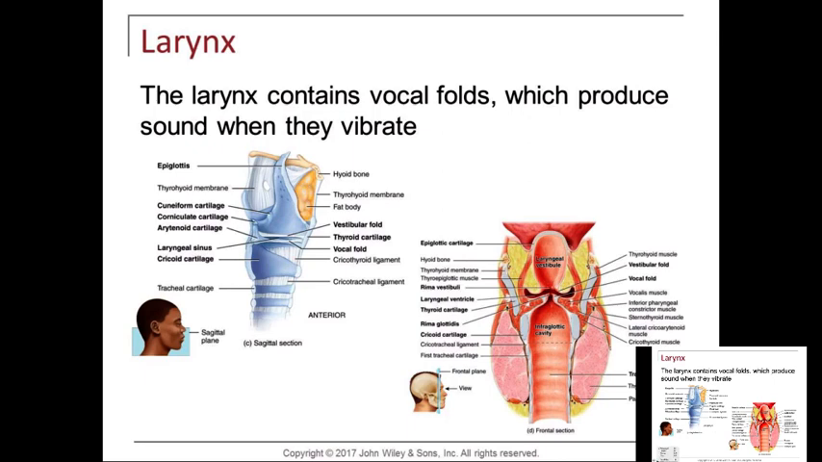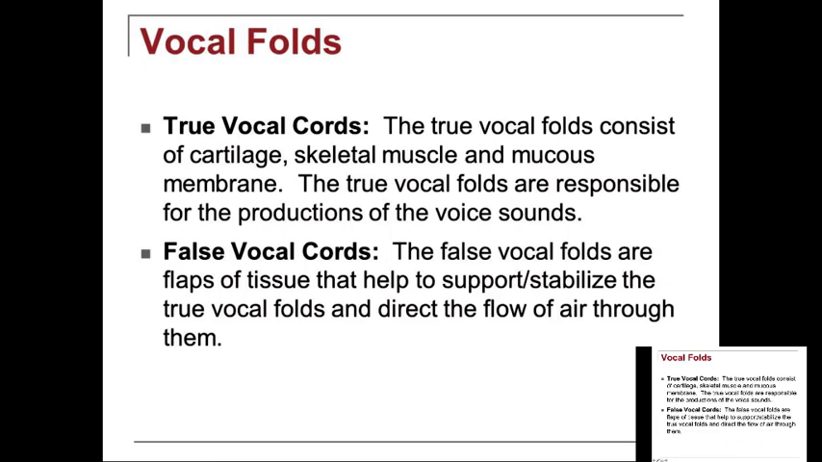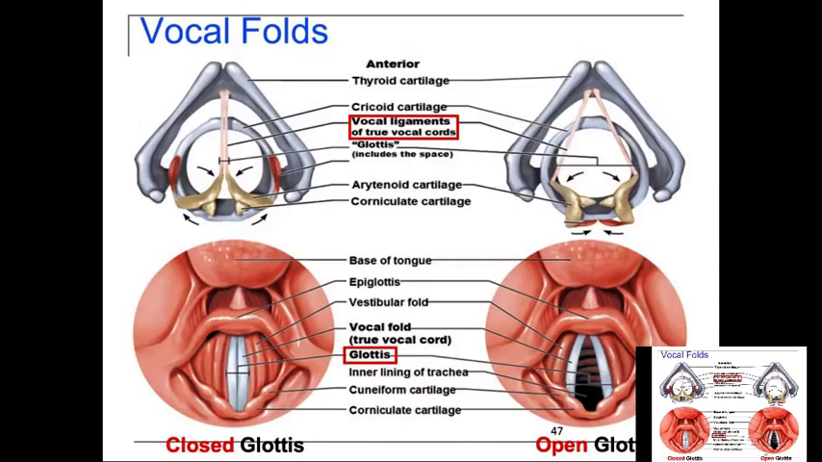And here, on the lateral perspective, we can see the vestibular folds, and we can see the vocal fold. The vocal fold is the true one, and this one here is the false vocal fold. There's your epiglottis. So the true vocal folds consist of skeletal muscle and mucous membranes, and they're the ones really responsible for producing sound. The false vocal folds are really there to regulate and direct the airflow, and they stabilize and support the true vocal folds.